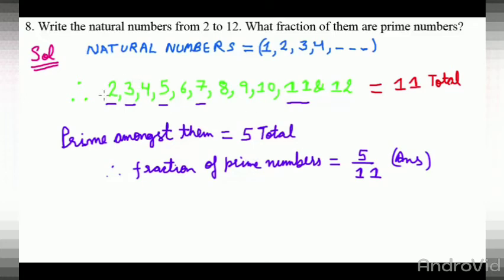But by the way, we were required to write all the natural numbers from 2 to 12. So all the numbers in green are natural numbers. So this was your answer.